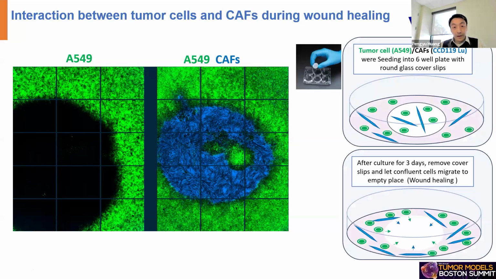Actually, I got this picture accidentally. In the beginning, I put the cover slip in the 6-well plate, then seeded cells. My purpose was to take this cover slip with the cells, do the IF staining, and check the CAF marker expression or interaction. Actually, this plate was not necessary, no need to keep.